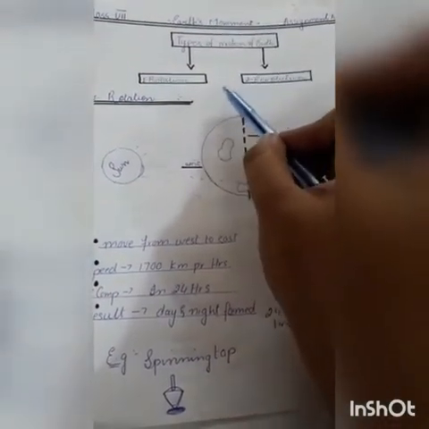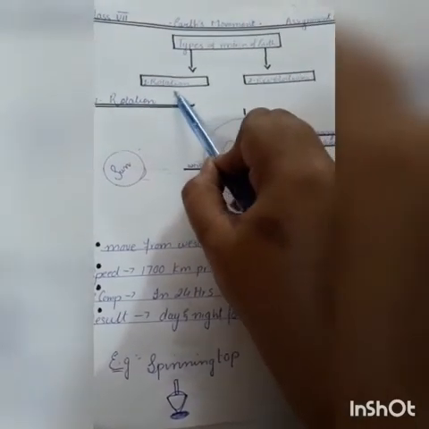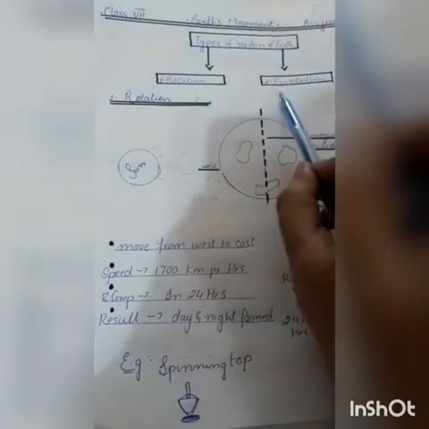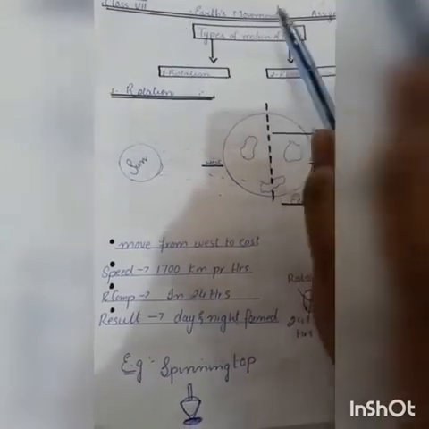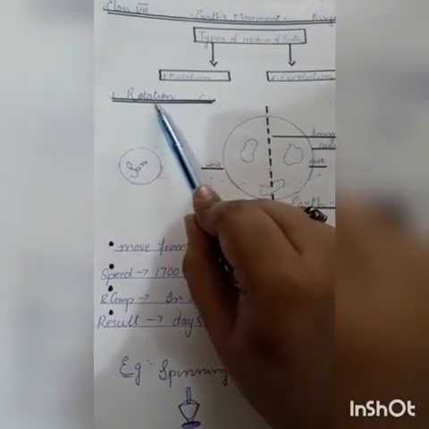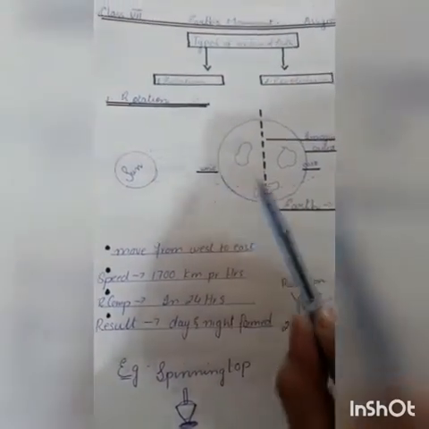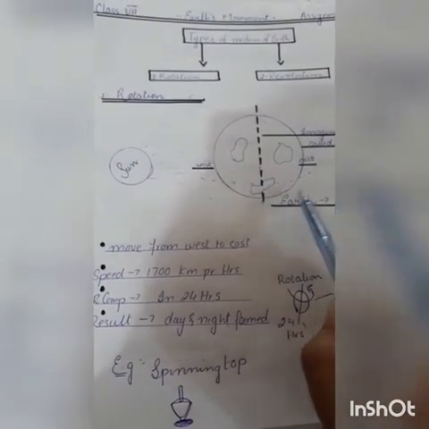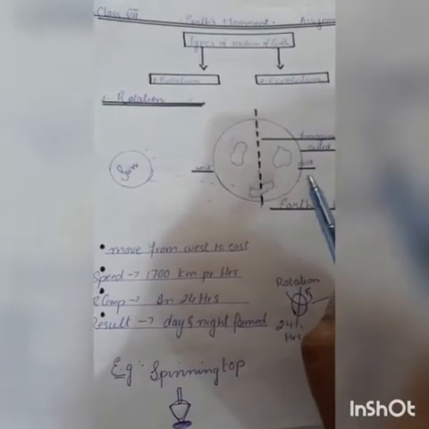How many motions of the earth? Two. Number one is rotation and number two is revolution. First of all, we will discuss rotation. Rotation: when the earth moves around its axis, this is called rotation.